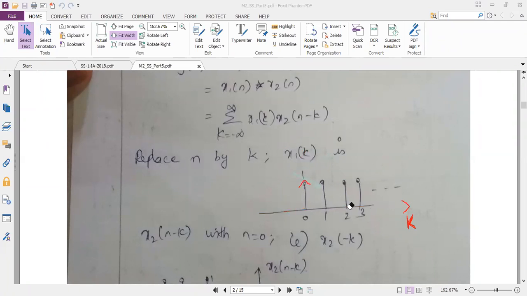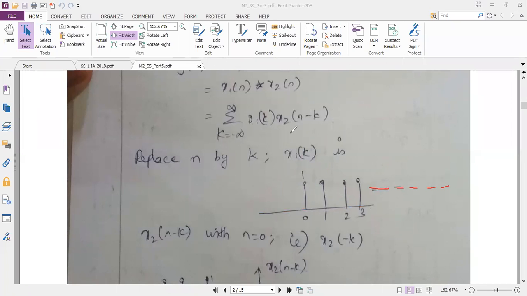This dash dash dash, you have to write it without fail. This has a lot of importance. Infinite. So is the first diagram completed, replacing n by k, x1 of k? We will proceed to the next step.